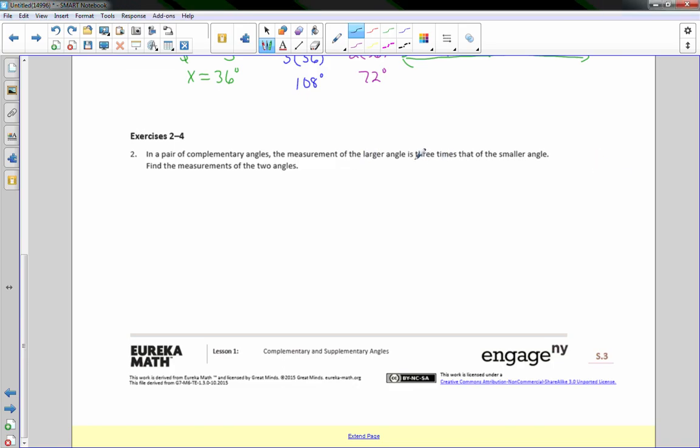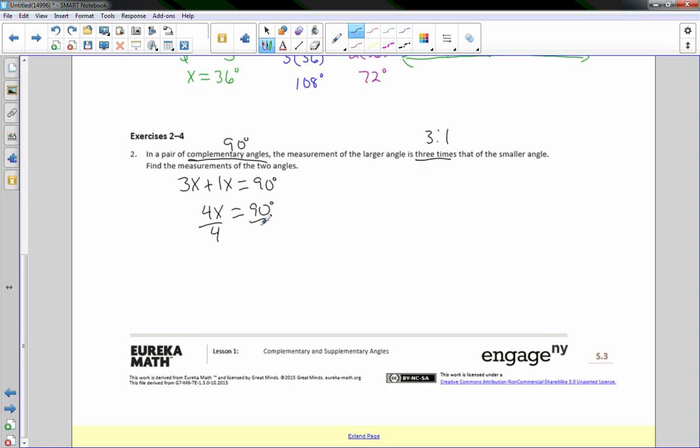Okay, here's another ratio. 3 times that in a pair of complementary angles. There's a key word right there. The measurement of the larger angle is 3 times that of the smaller angle. Find the measures of the two angles. So it's a ratio of 3 to 1. Complementary means angles that add up to 90 degrees. So I would say 3x plus 1x equals 90 degrees. 3x plus 1x is 4x equals 90 degrees.